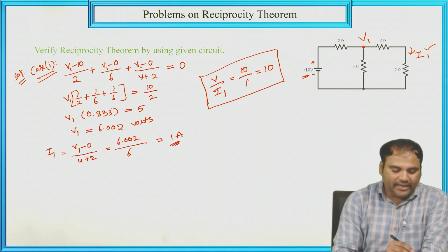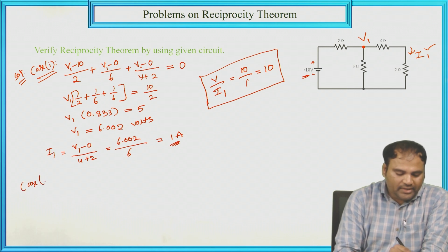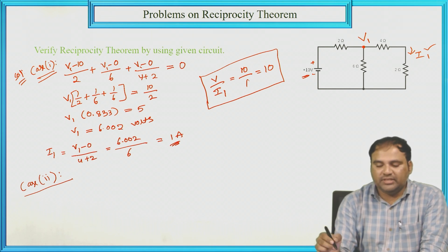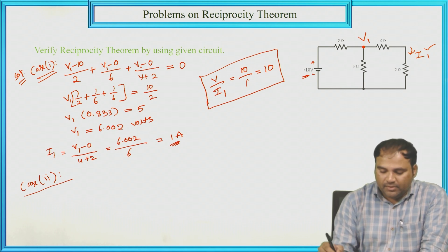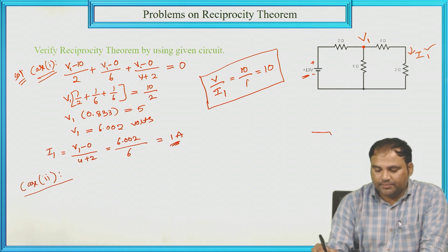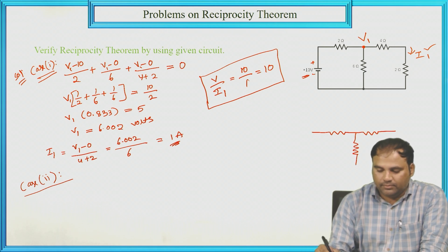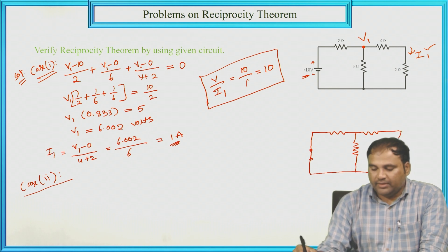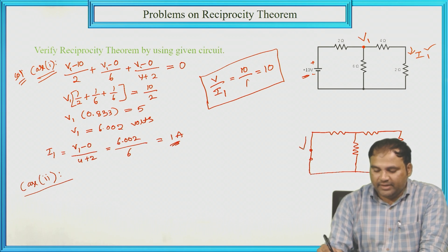So now in the second case, in case 2, we have to interchange the source to the secondary side. So now we have to shift this voltage source to the 2 ohm resistor side. So here we have the circuit, here short circuited, and we have the 2 ohm and the source here, and on this side we need to calculate the current. Here I am taking the current as I2.